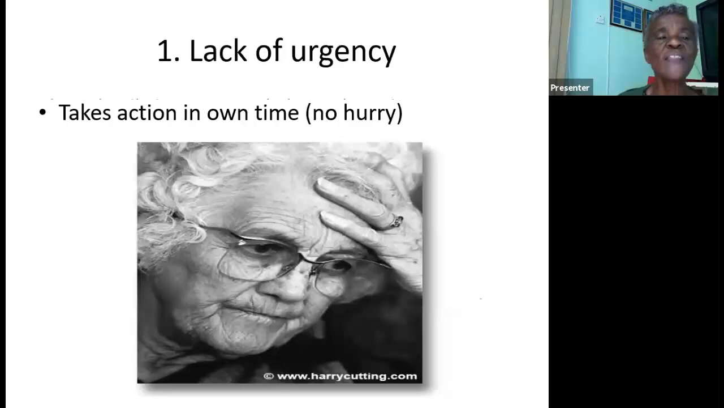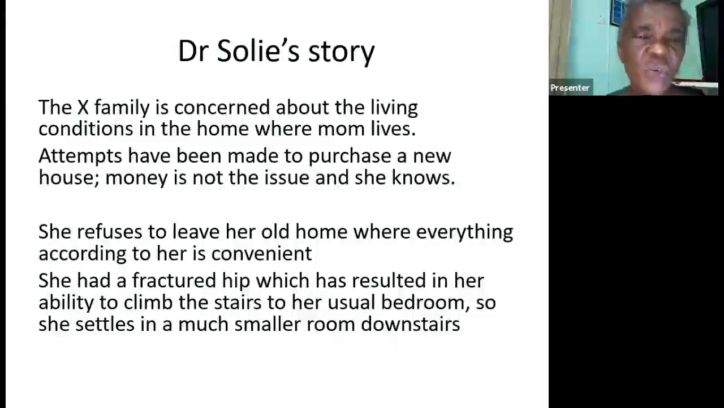All right, so this is a story that Dr. Solis shared, another story that he shared. The ex-family is concerned about the living conditions in the home where mom lives. Attempts have been made to purchase a new house. Money is not the issue, and she knows that. She refuses to leave her old home where everything, according to her, is convenient. She had a fractured hip, which has resulted in her inability to climb the stairs to her usual bedroom. So she settles in a much smaller room downstairs.